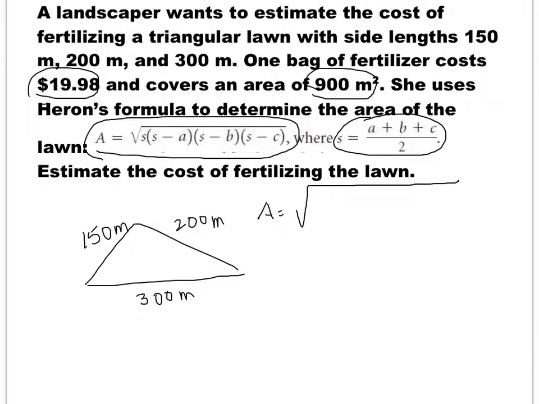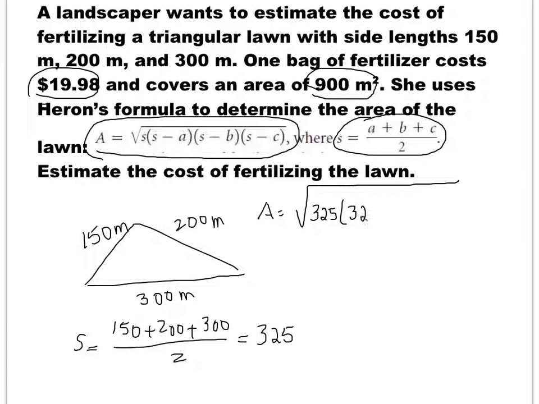So on the side, I'm going to do S equals 150 plus 200 plus 300 divided by 2. Here, I can use the calculator and simplify this one, and I get S equals 325. 300 plus 200 is 500 plus 150, 750 divided by 2 is 325. Now using S, I can substitute back in this equation since I know what A, B, C are. A, B, C are the side lengths of the triangle. So I get 325 times 325, because it's S, minus 150 times 325 minus 200 times 325 minus 300.